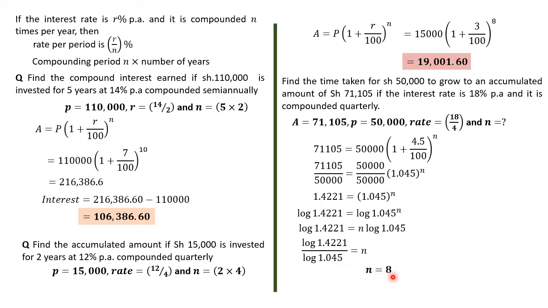But the question was, how long? Maybe the answer should be given in years. We said in the previous case that the compounding period will be n times the number of years. So this 8 is the number of quarters, that is 4 times some number. And therefore, what is that number? You divide 8 by 4 to get the number of years, which is 2. That means 2 times 4 gives us the number of compounding periods, which is 8.